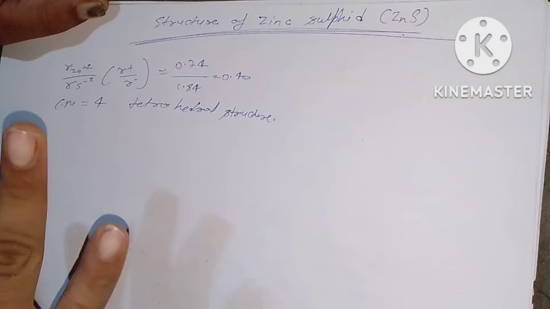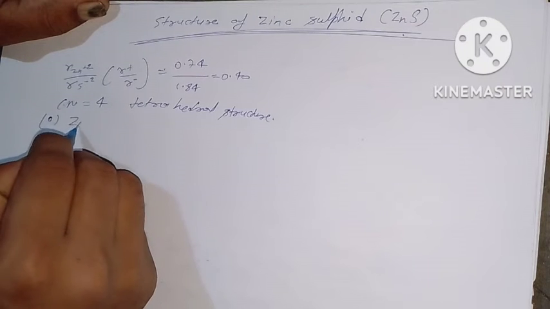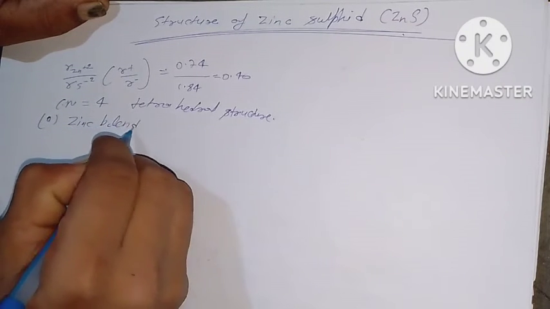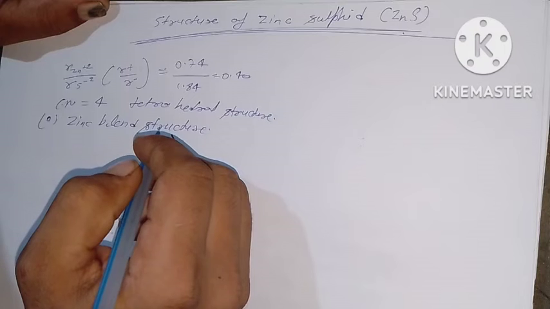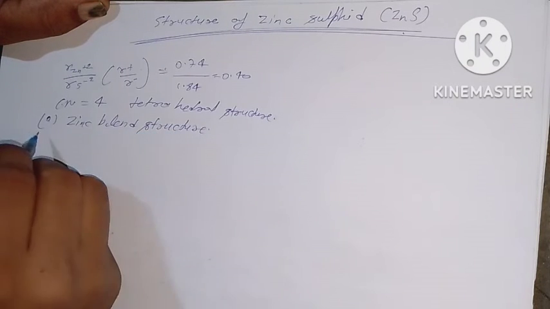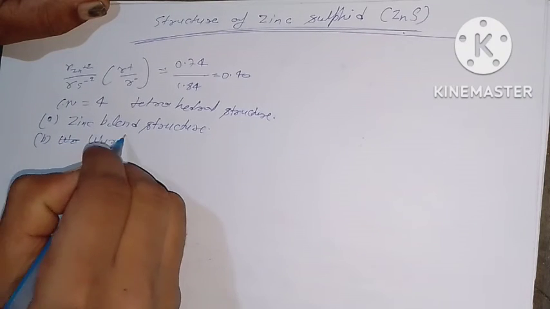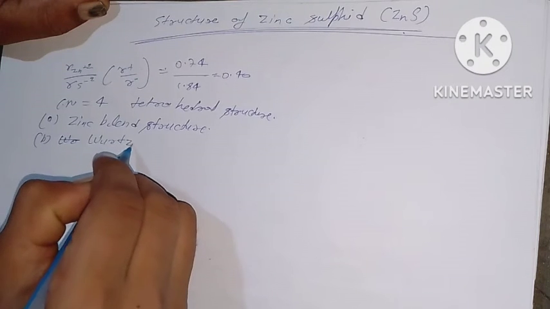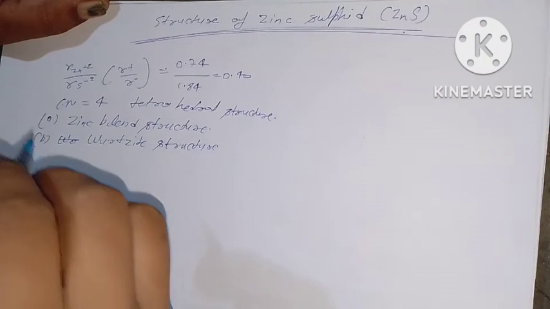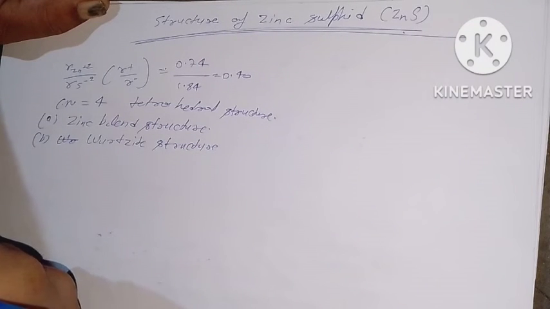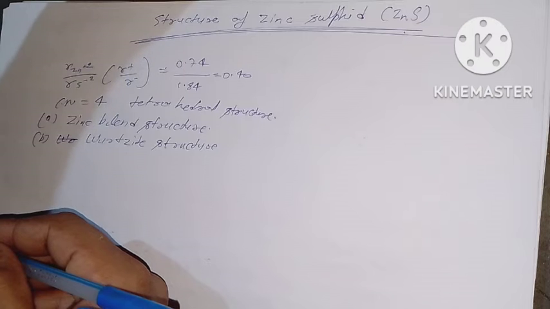ZnS has 2 types of structure. First is zinc blende structure, and second is wurtzite structure. There are 2 types of structure of zinc sulphide.